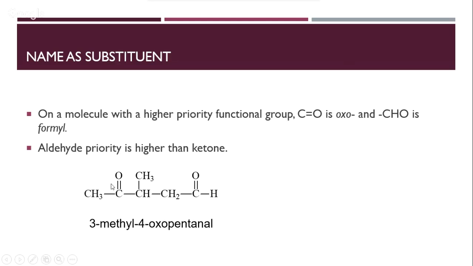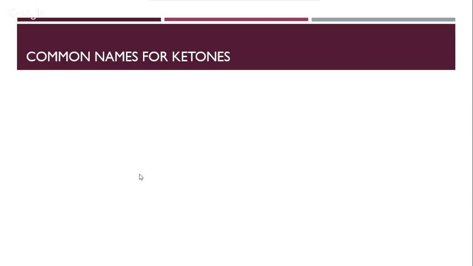Or you can simply write it as oxo, so 4-oxopentanal, that also can work. And 3-methyl of course works because you start from the aldehyde and it is at the third position. So 3-methyl 4-oxopentanal. Okay. So that's a quick one.